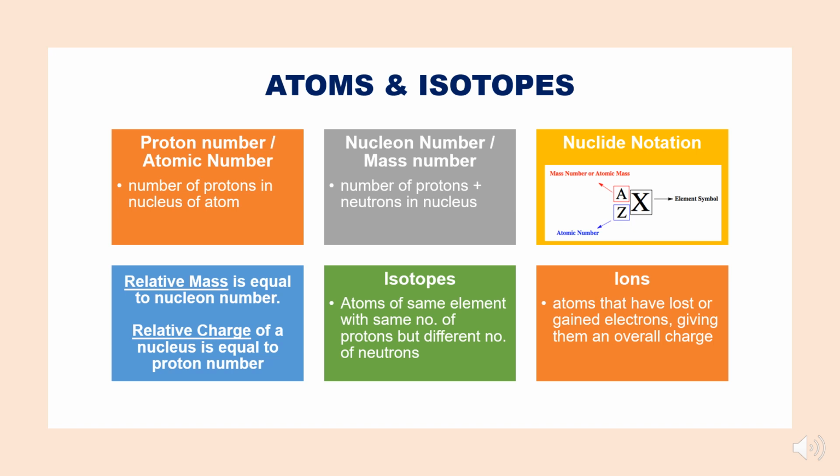So when unstable isotopes give out ionizing radiation, this ionizing radiation has the ability to remove electrons from the atoms it hits, and it turns them into ions. So what are ions? Ions are atoms or molecules that have gained or lost electrons, giving them an overall charge. So if an element has lost electrons, it becomes a positive ion. If it has gained electrons, it becomes a negative ion.